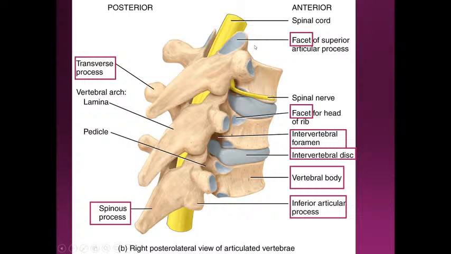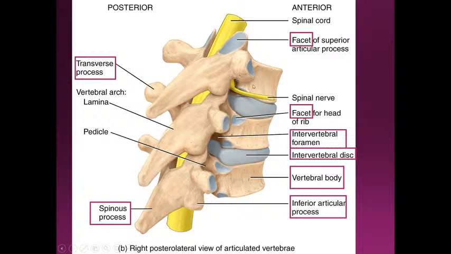Now, there are a couple of bone features we should be aware of. Here we have labeled a facet, okay? This is a vertebral facet. Specifically, this is the superior articulating facet. Now, why is this the superior articulating facet? Well, because it is superior to the vertebra that we are looking at, right? So whatever vertebra you're looking at, you're going to find a facet here that articulates with the vertebra above it.